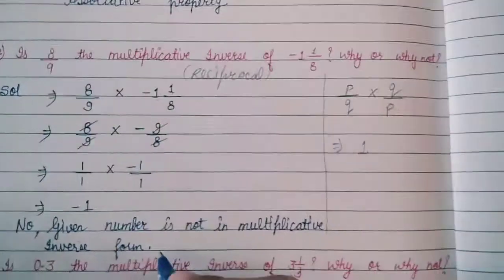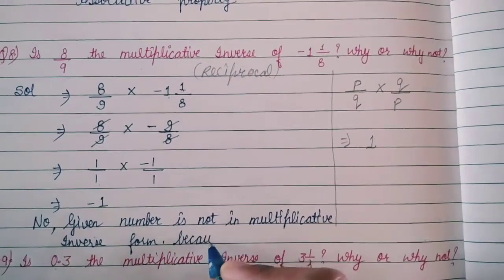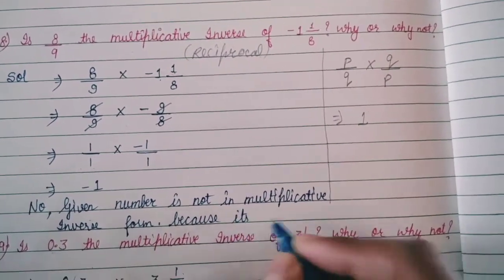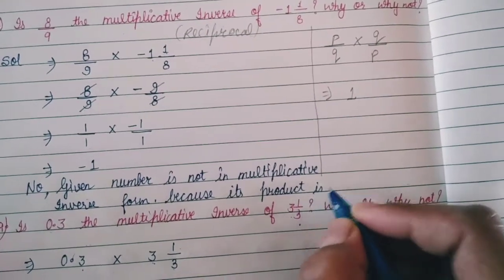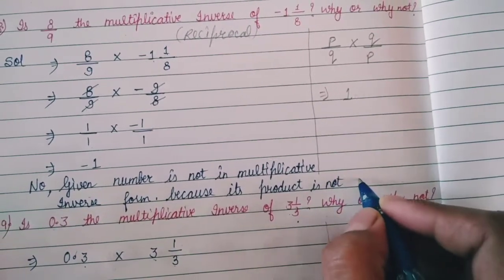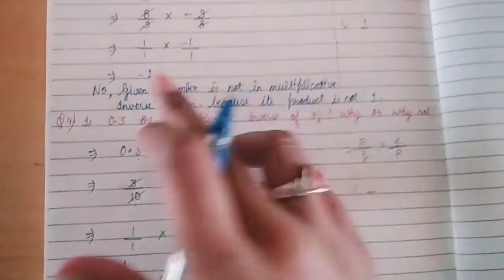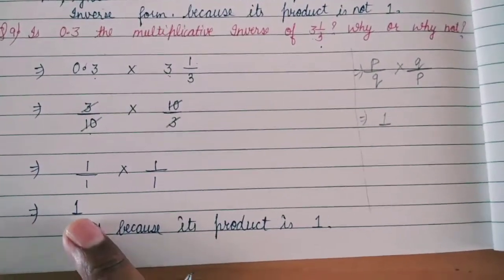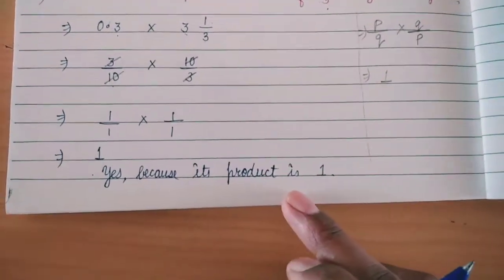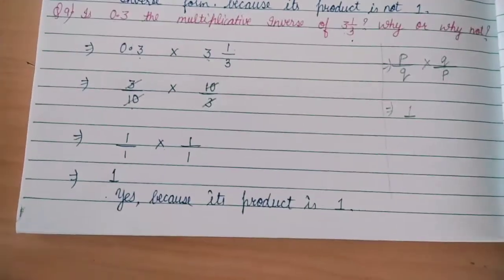Okay, and here in the previous question, because its product is not 1, यहाँ पे product 1 नहीं था, that's why we called it not a multiplicative inverse, and here we got the product as 1. That means yes, it is a multiplicative inverse.